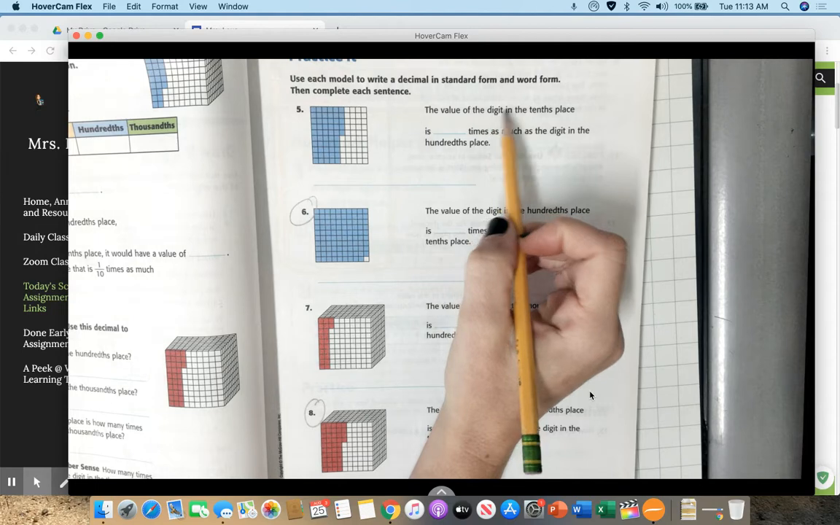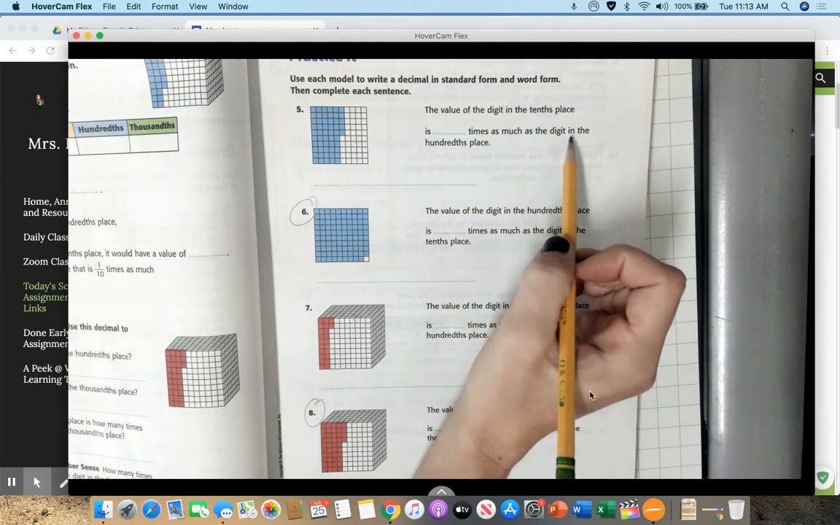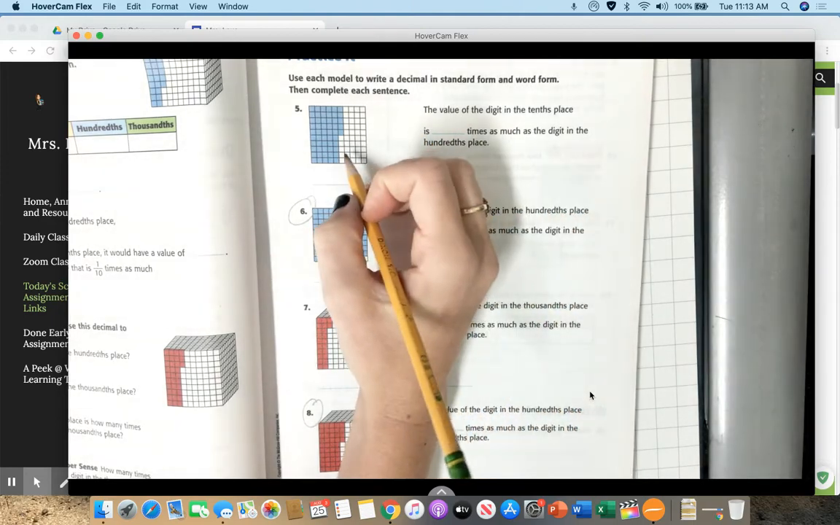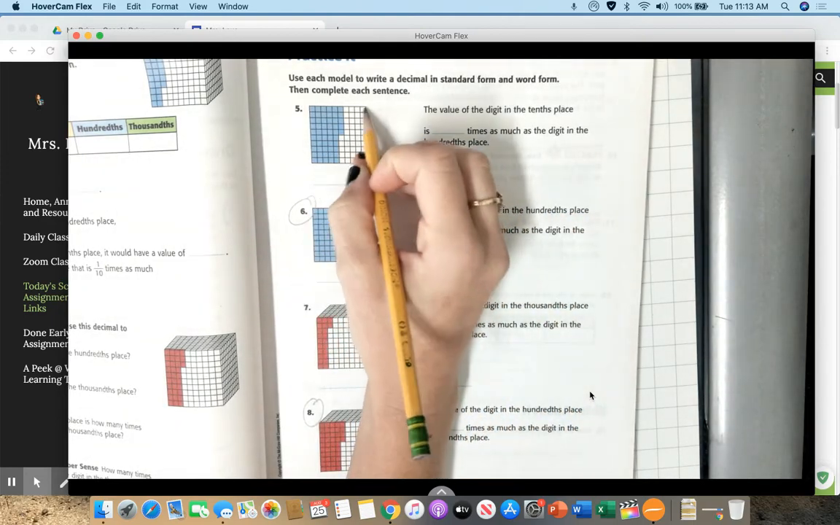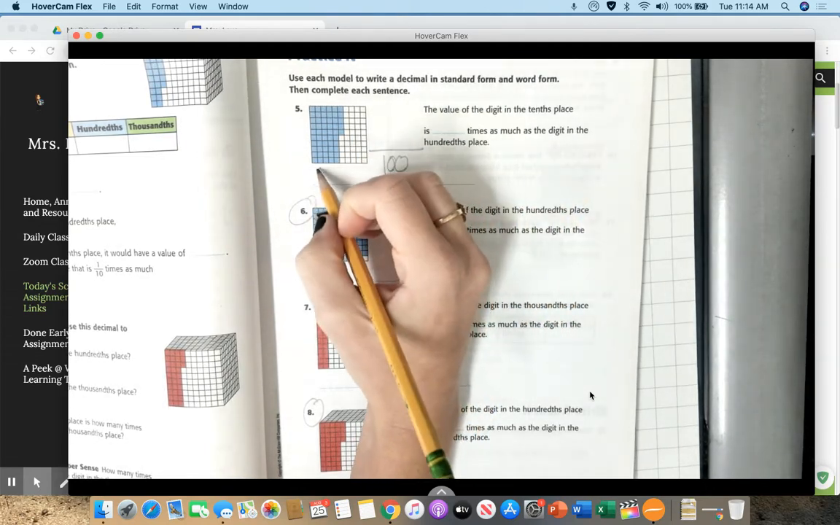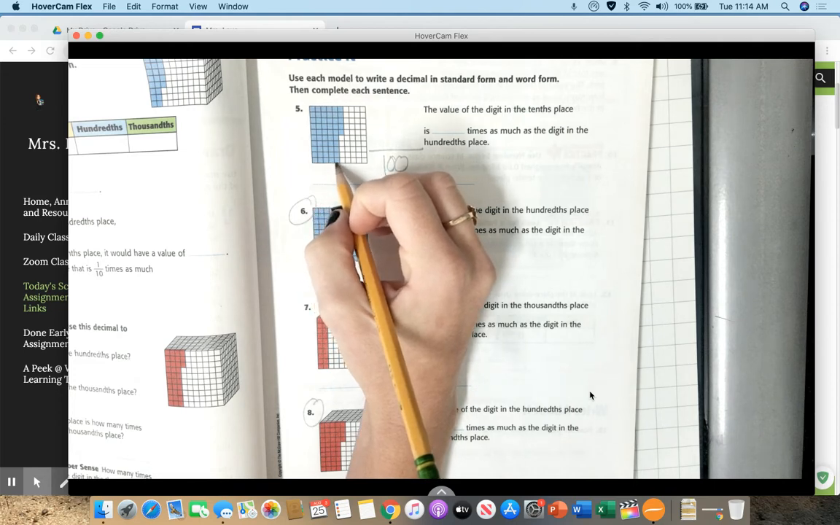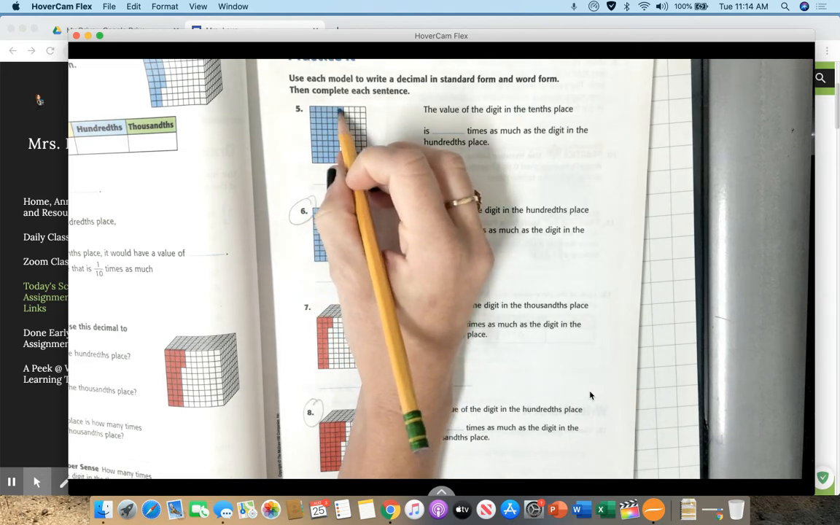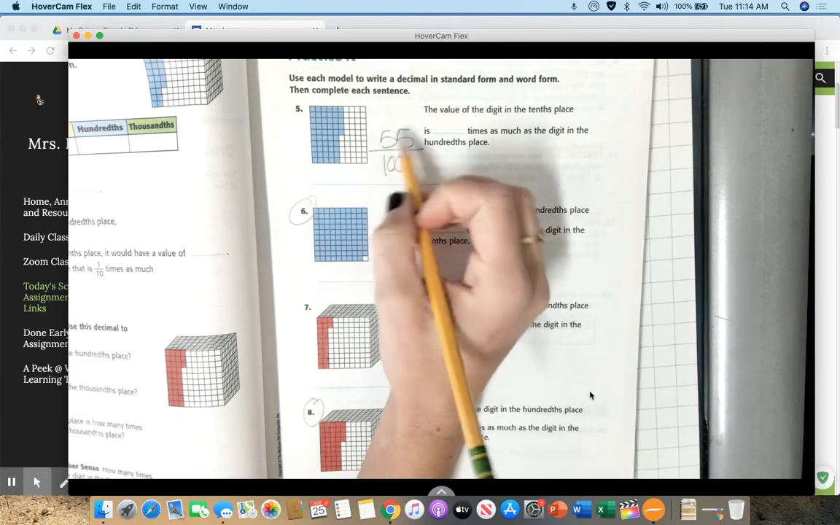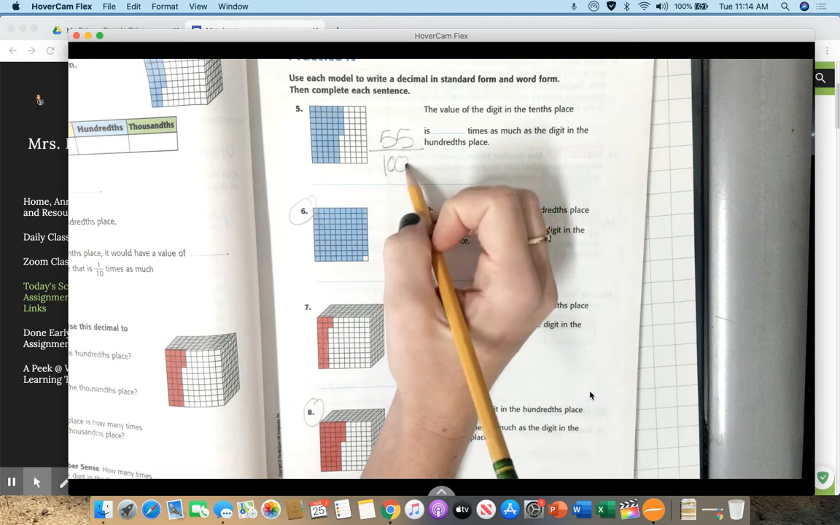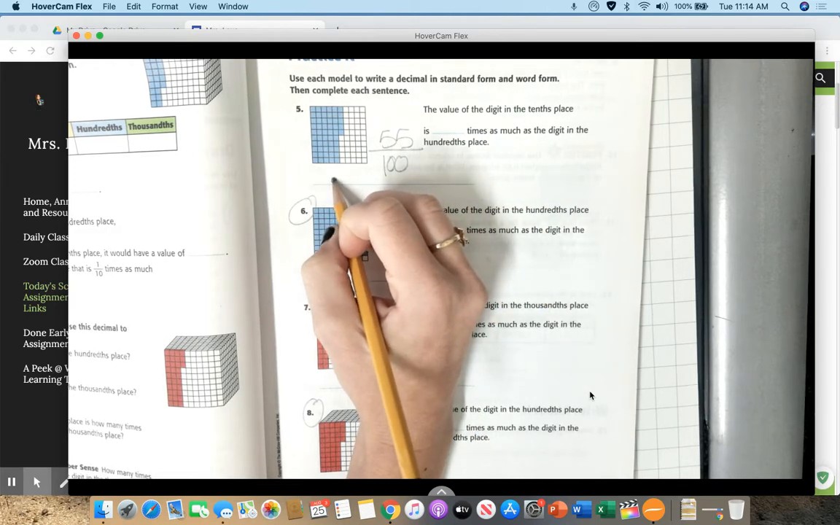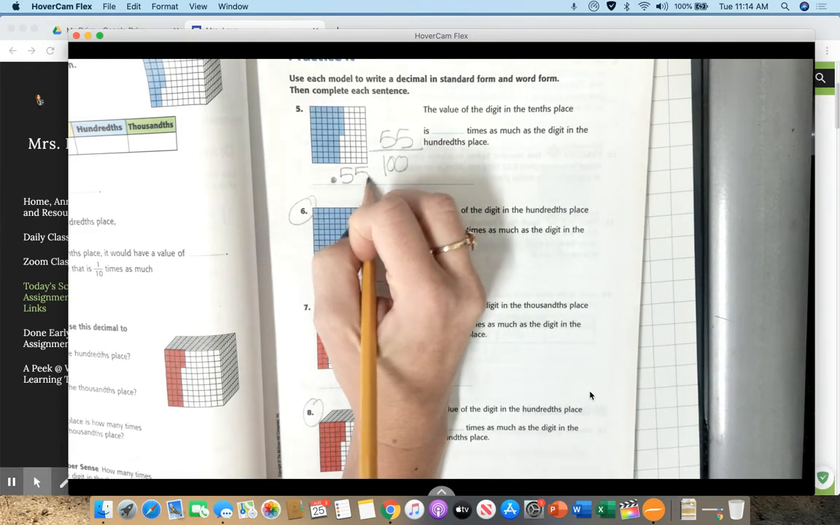The value of the digit in the tenths place is how much times bigger than the digit in the hundredths? Well, first we got to figure out what's our decimal. So we're working backwards. So this model has 100 squares, and let's figure out how many were shaded. 10, 20, 30, 40, 50, 1, 2, 3, 4, 5. So 55 out of 100 were shaded. How do we turn that into a decimal? Read the fraction out loud. I have 55 hundredths. So I have a decimal, and then I have 55 hundredths.